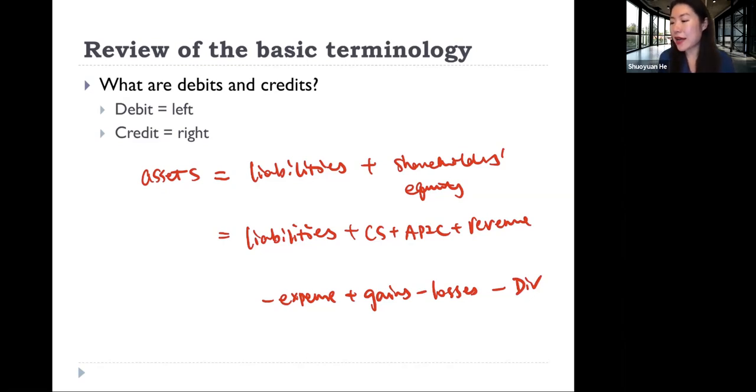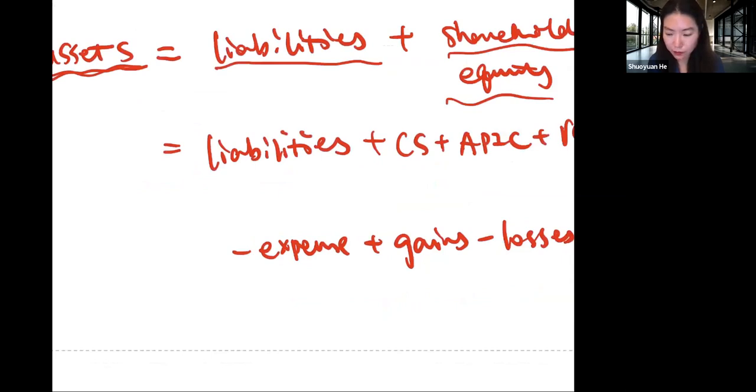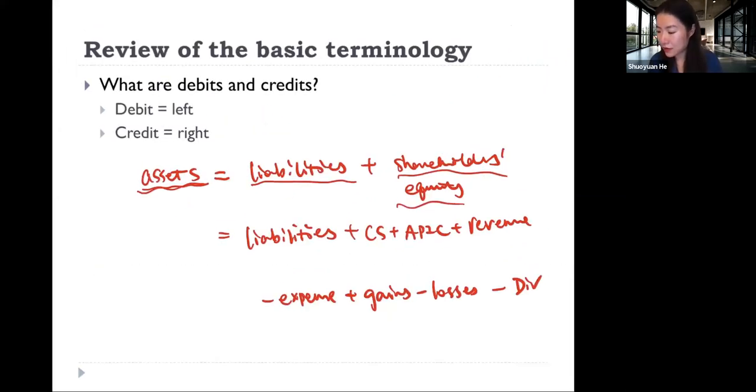And the rule here is, whenever an asset increases, liabilities and shareholders' equity increase as well. So when it is an increasing asset, we record it on the left-hand side of the account. If it is an asset account, an increase will be recorded on the left. A decrease will be recorded on the right. So for an asset account, increase is on the left, decrease is on the right.